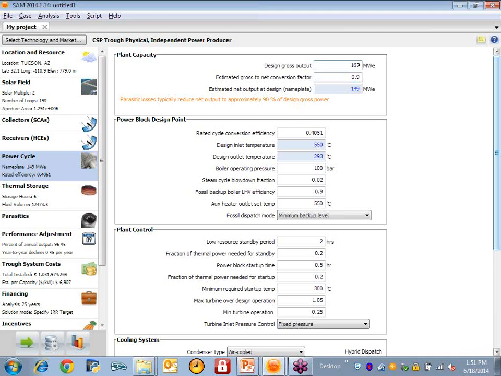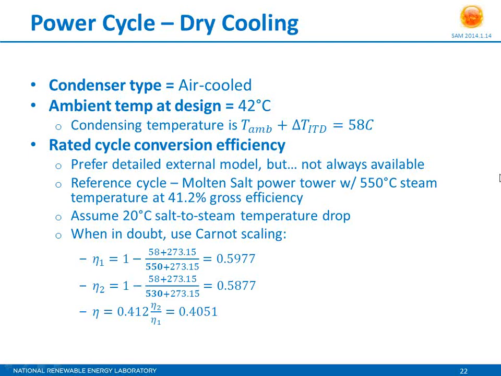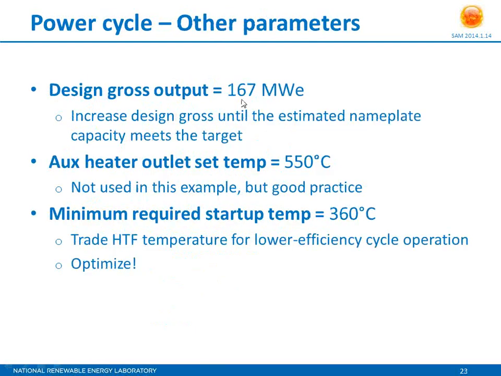Still not quite. 67. Okay, so this estimate gets us to our net. Now you note when we actually simulate, we don't often hit the net value, but that's because the different pumps come on at different times and use different parasitics. This is just a rough estimate. Okay, that's the power cycle. We've got this, we got our aux heater.